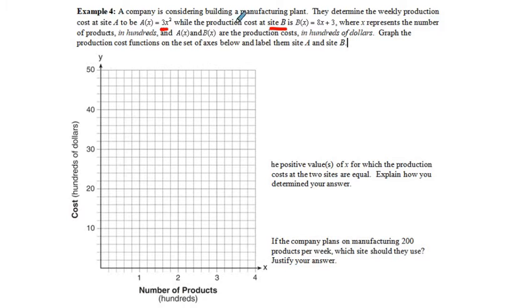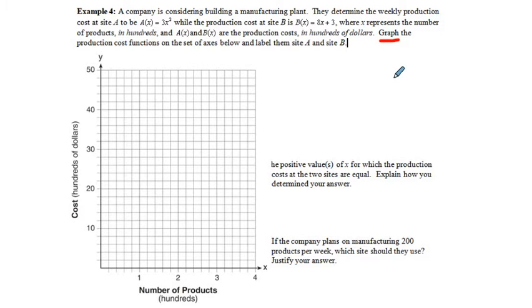So we have a quadratic equation and a linear equation, where x represents the number of products in hundreds, that'll come into play later, and A of x and B of x are the production costs in hundreds of dollars. Graph the production cost functions on the set of axes below and label them site A and site B. All right, so this question is telling us that we have to graph them.